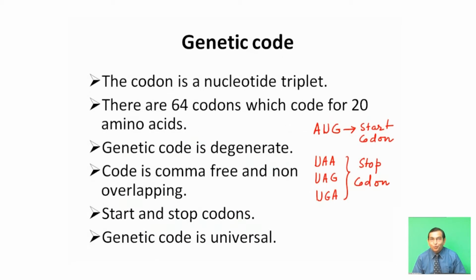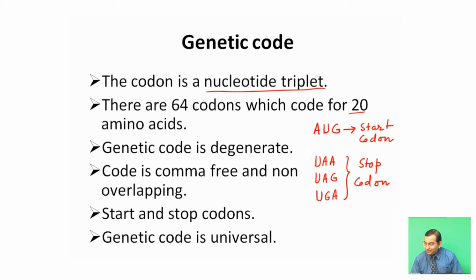Genetic code. So what is genetic code? The genetic code or codon is a nucleotide triplet. So nucleotide triplet is called genetic code. There are 64 codons which code for 20 amino acids. Now genetic code is degenerate, that is, multiple codons are there for a particular amino acid. So it is called degenerate.